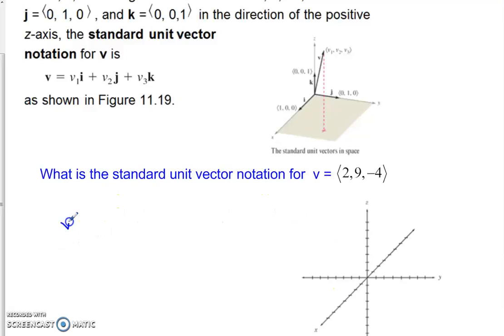So I'm going to say that vector v is equal to 2i plus 9j minus 4k. And that's it. You might say, man, this chapter's pretty easy so far, or section, and you're probably right.